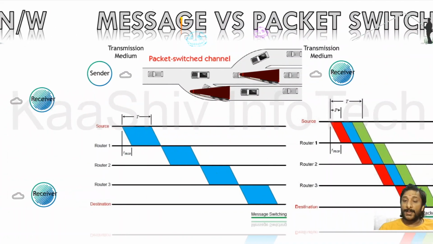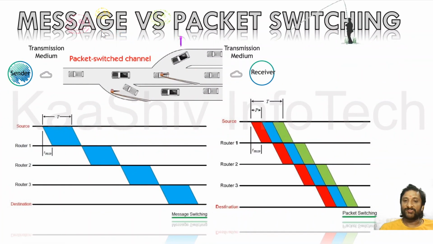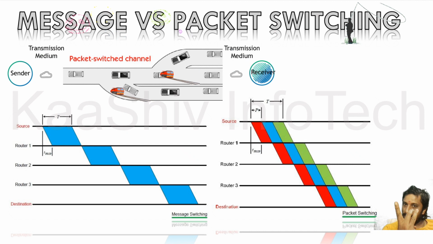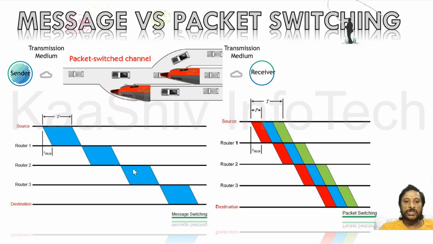If you talk about message versus packet switching, we have seen circuit and packet, and now we are going to talk about packet and message. Sending the entire data in one shot is called a message. Separating the data and sending it as separate packets is called packet switching. That is the difference.